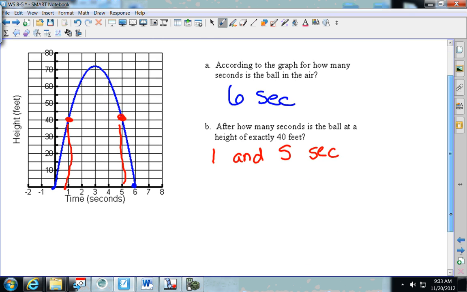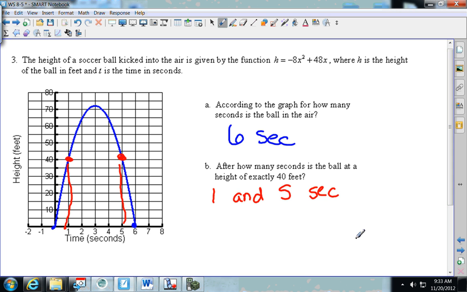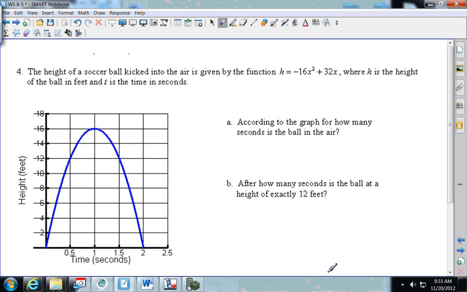What if I added on to this and asked, what was the maximum height of the ball? Where would you look for that? The highest point. What's the highest point called? The vertex. So the highest point right here would be about 73, it looks like, and that is reached at 3 seconds. The next one, take a minute and answer these questions.